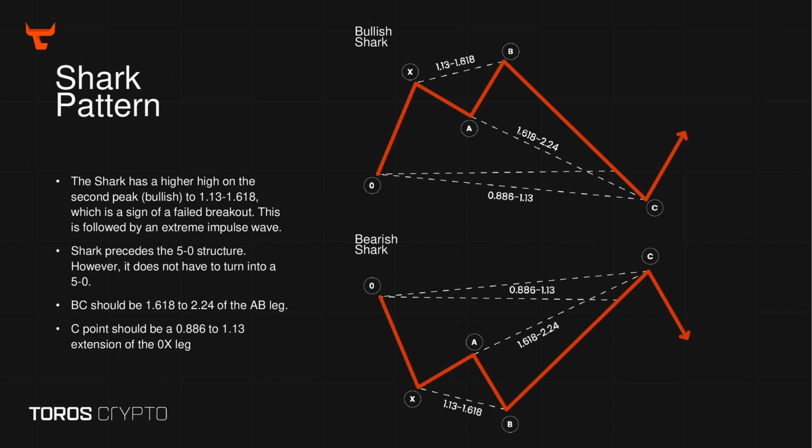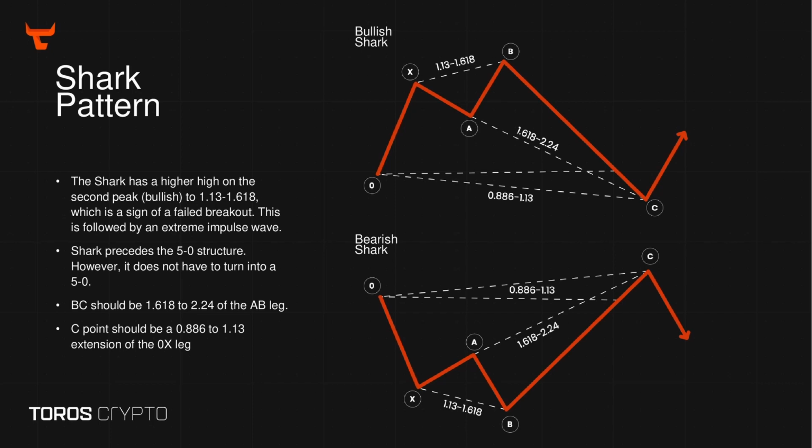So from your X you come into your A and then go up to your B point. The key aspect here is this B point is higher than the X point. So we are looking at a projection of a 1.13 to a 1.618 for a shark. The notion being that this B point is on its way to break out but fails to do so. And therefore a common trait of the shark and the formation of the pattern is that you may get a heavy retracement from the B to C leg. That's just due to the nature of a failed breakout.